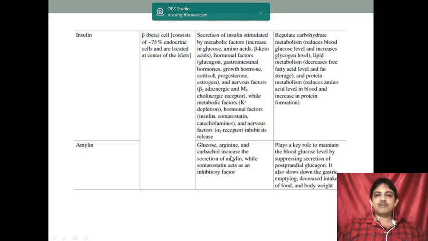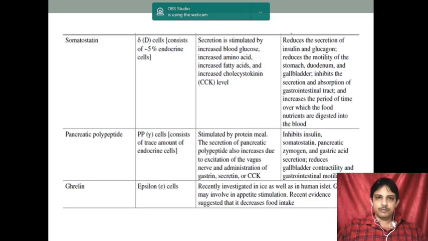In case of amylin, glucose, arginine, carbachol increase the secretion of amylin, while somatostatin acts as the inhibitory factor. It plays an important role in the blood glucose level by suppressing the secretion of postprandial glucagon, and also slows down gastric emptying, and decreases food intake and body weight.